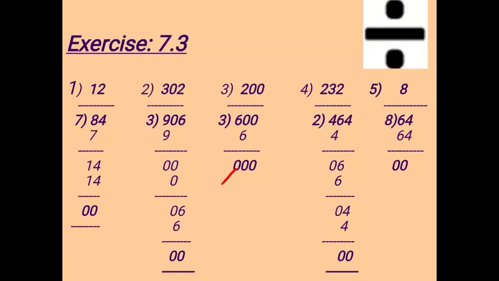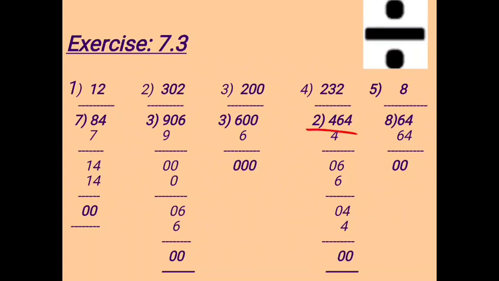Now here you are going to bring down this 0. So you are going to write here 0. After that you are going to bring down the another 0. So here you are going to write another 0. So your remainder is 0 and your quotient, that is result, is 200.